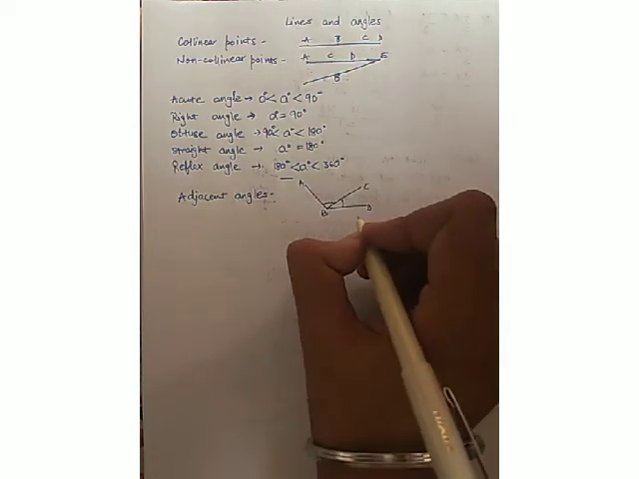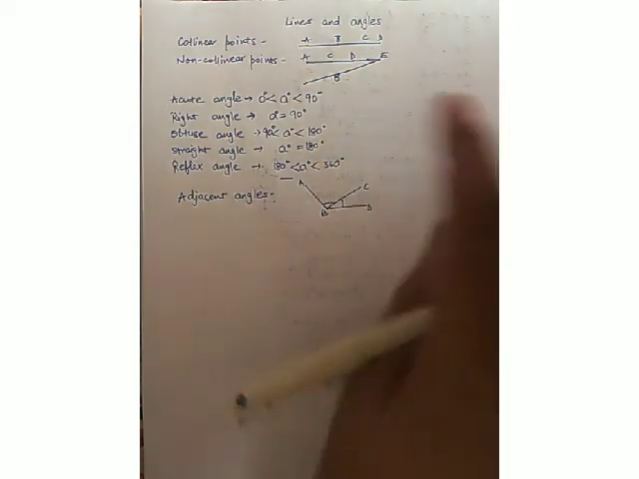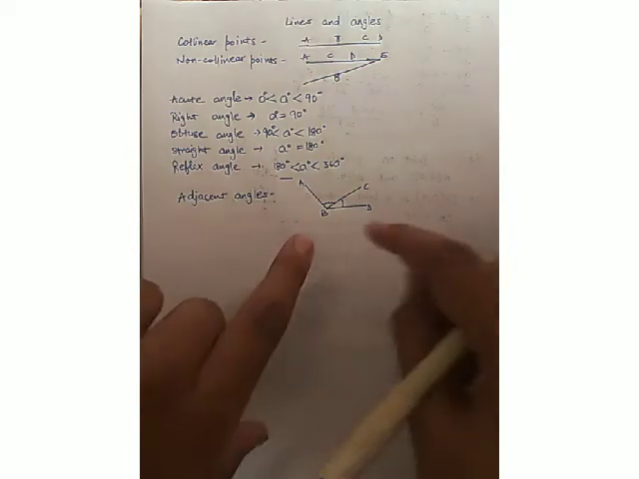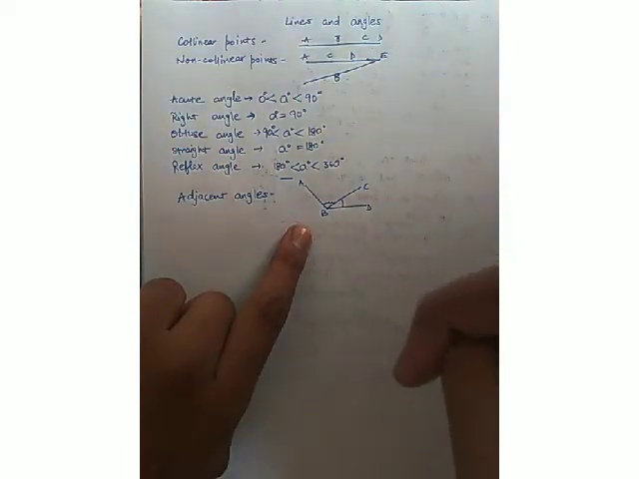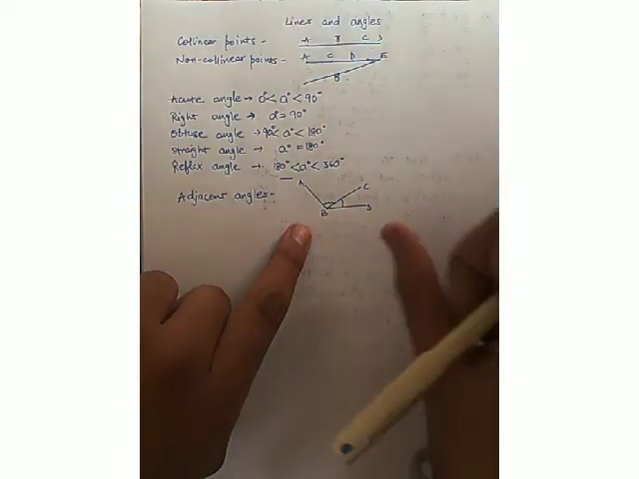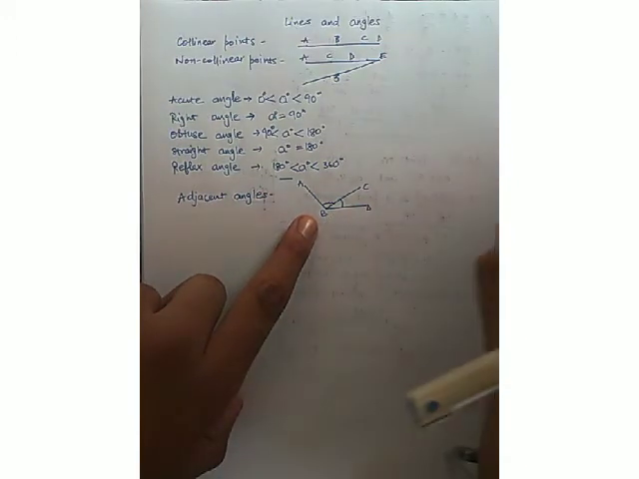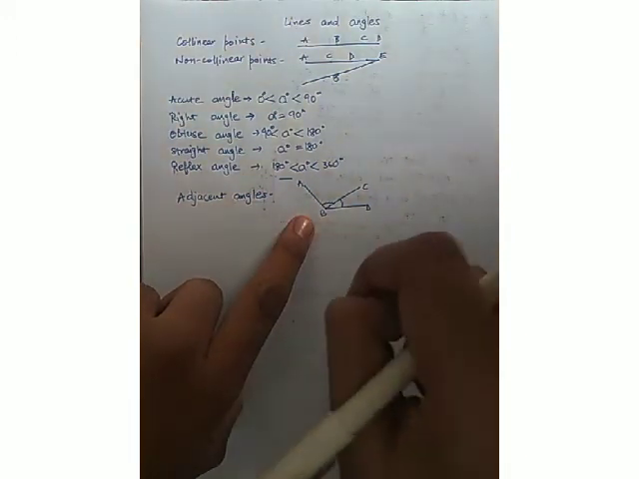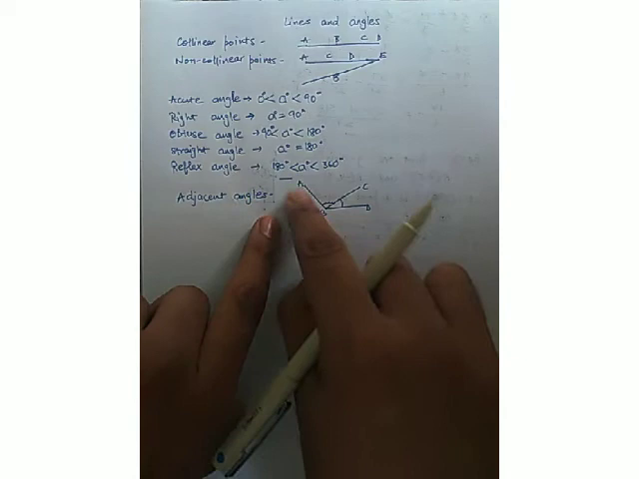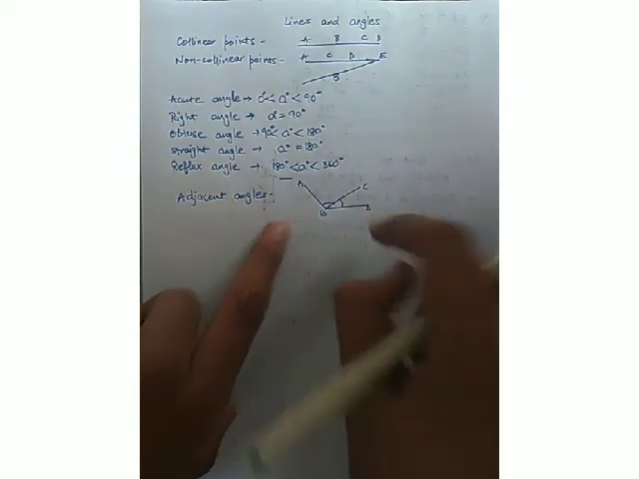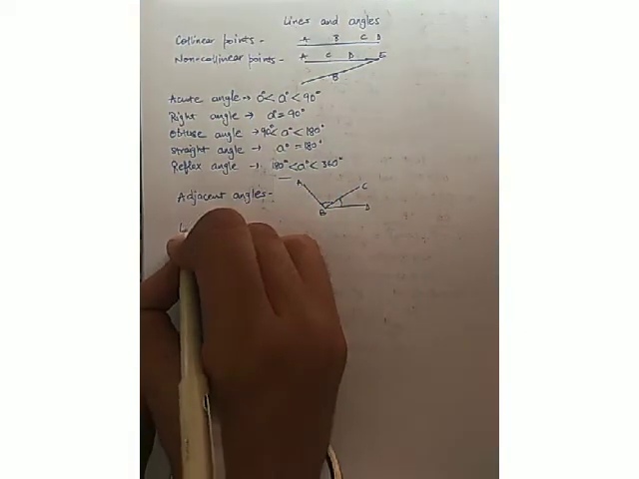So now you understand what adjacent angles are, which are placed side by side, but a line is dividing them. It's not mandatory that the line is dividing them in equal proportions. It can be unequal as well. So these angles are known as adjacent angles. So here in this diagram, angle ABC and angle CBD are adjacent angles.